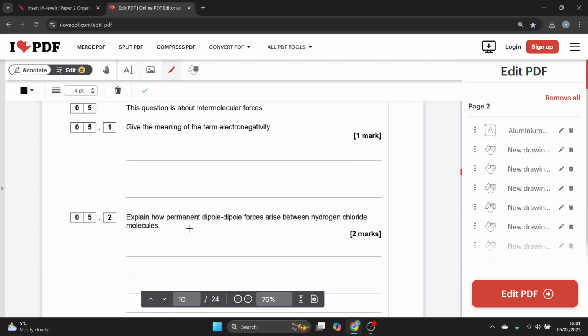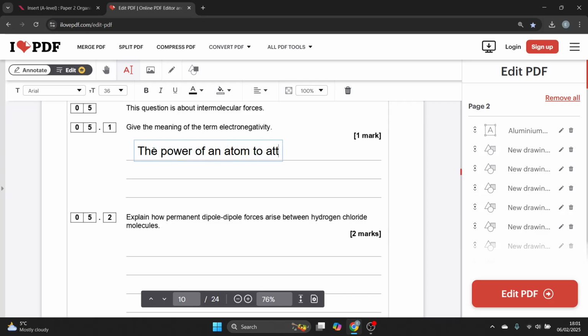Give the meaning of the term electronegativity. The power of an atom to attract a pair of electrons in a covalent bond.